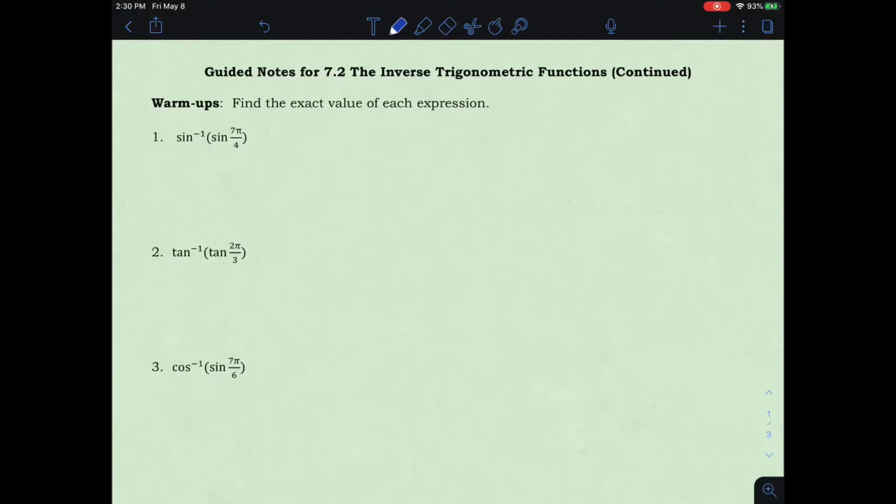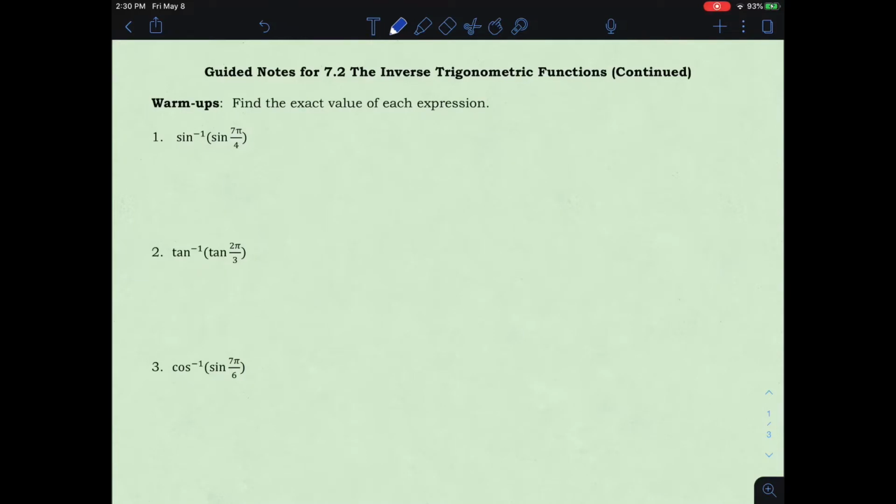Hello, Algebra 2. Today we're going to be taking a look at section 6.2, which will be a continuation of our conversation on the inverse trig functions, where in this section we'll be taking a look at the inverse secant, cosecant, and cotangent functions. But before we do that, I want to look at a couple of warm-up problems that will cover some of the main concepts that we learned about in the last section.